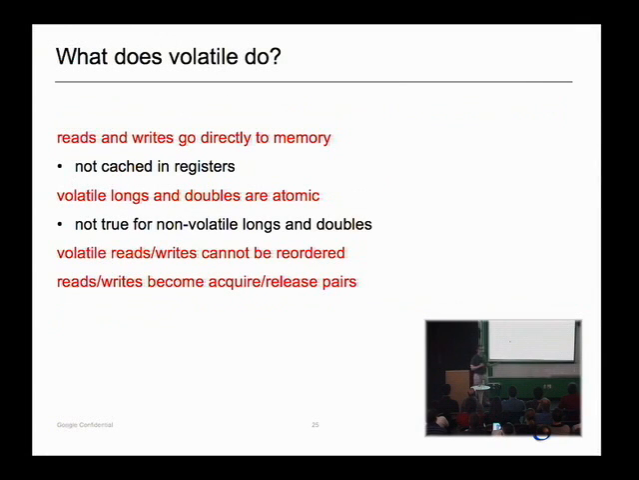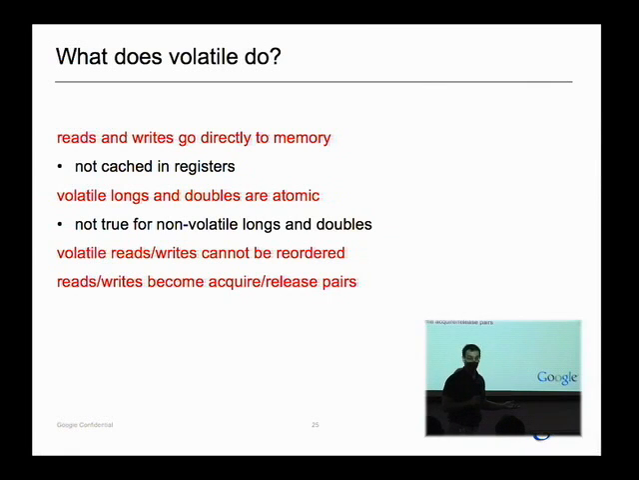What does volatile do? Going back to that general notion of what it does at the machine level, you can think of the reads and writes as going directly to memory, if that's the mental model you prefer. Again, there are caveats for things like thread local volatiles, but if you prefer that mental image, that's what it does. Volatile longs and doubles are atomic.